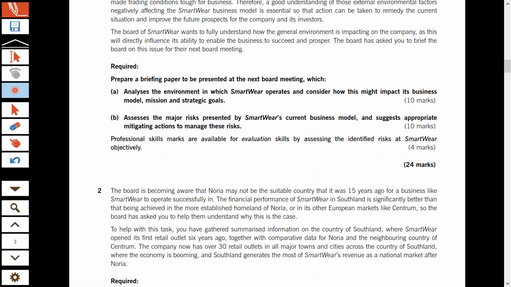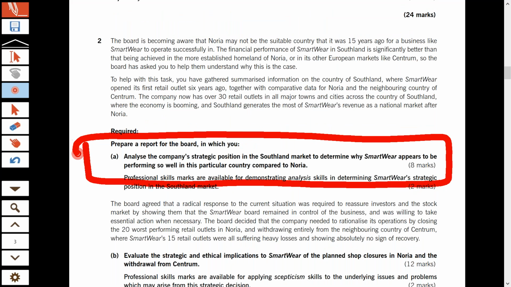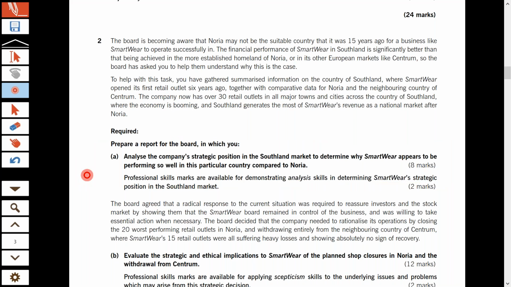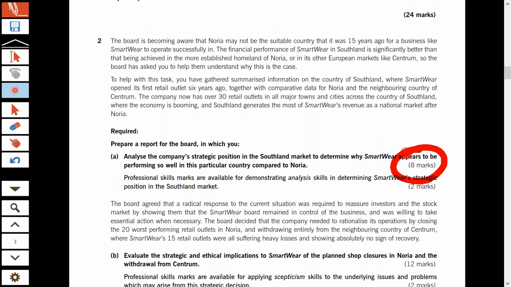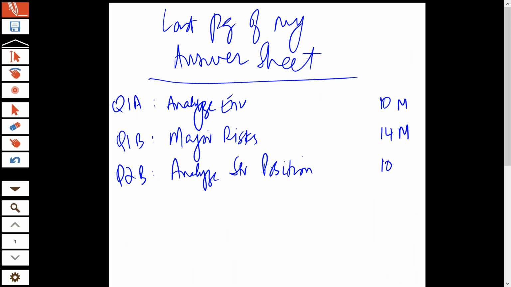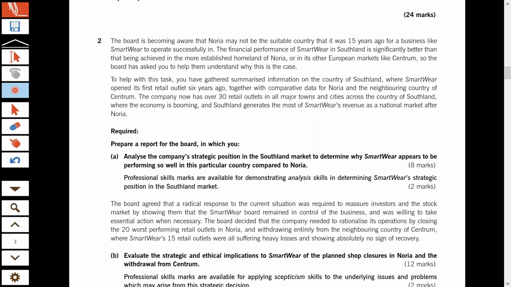And then I move to question number 2. 2A says analyze company's strategic position in Southland market to determine why Smartware appears to be performing so well in this particular country. Analyze company's strategic position. Very simple. Question 2A, strategic position. How many marks? 8 plus 2 professional, 10 marks. I will just do one more. Sorry, this one is A and this one is B. Yeah, I will do one more.